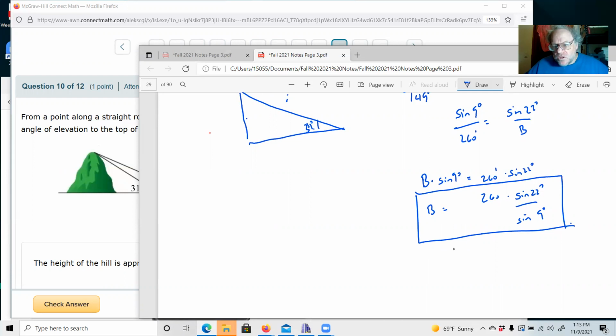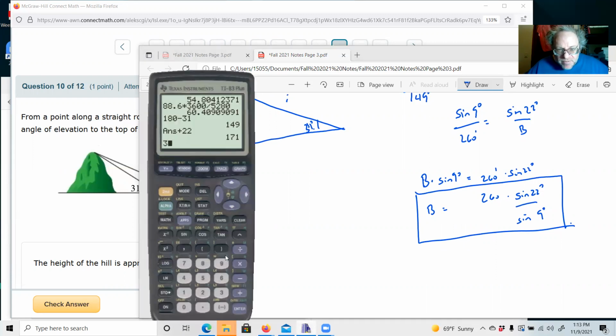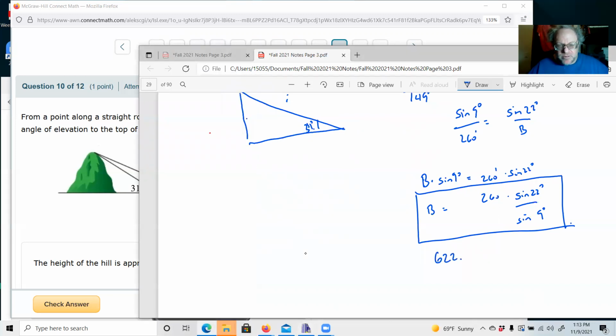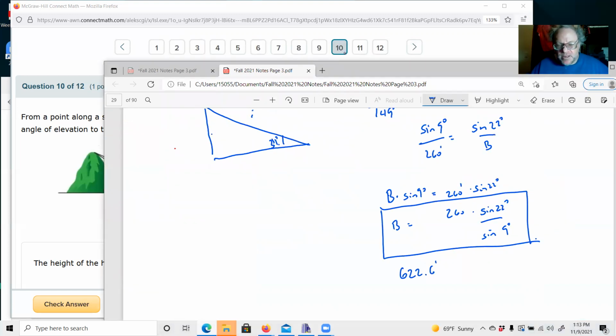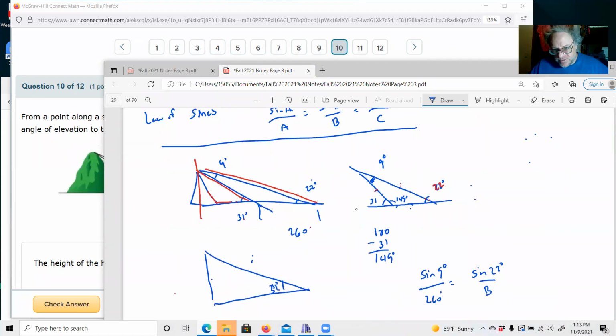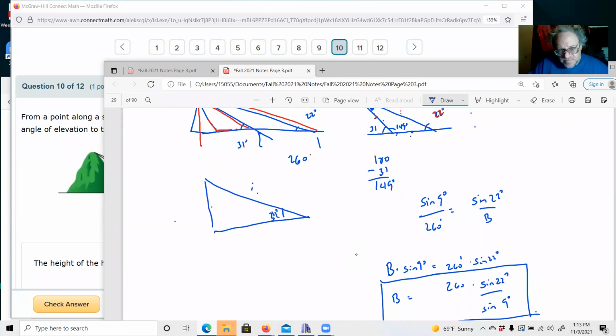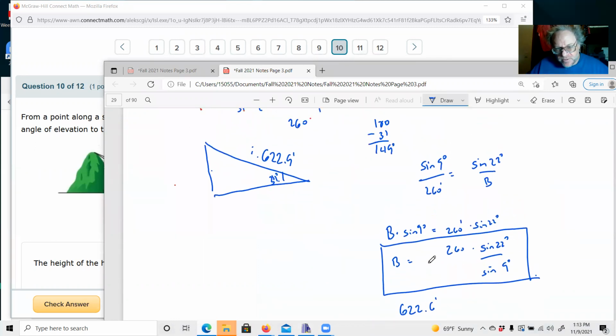Okay, so let's go to the calculator. We have, clear, 260 times sine of 22, parentheses, divided by sine of 9, parentheses, equals, and we get an answer of 622 point something feet. 622.6 feet. So that is this side.